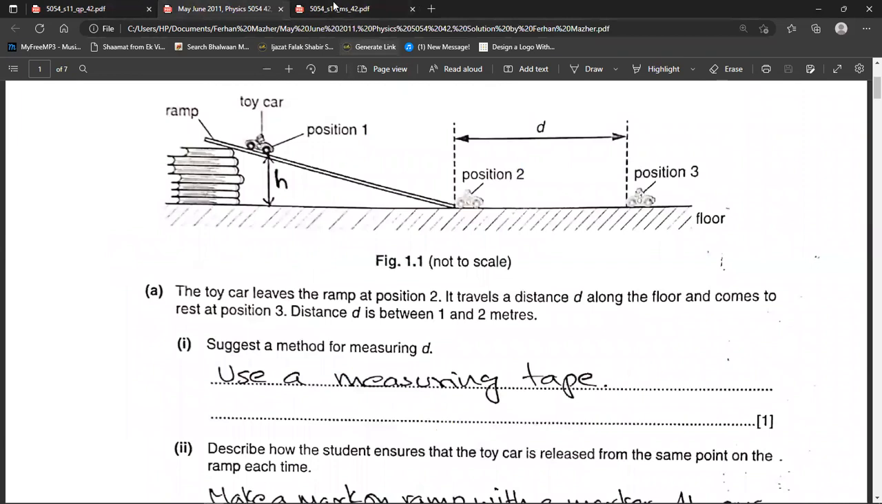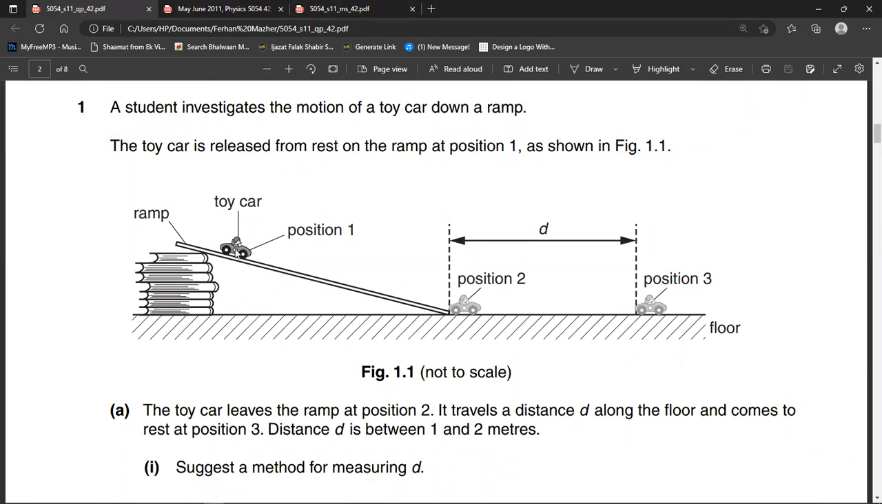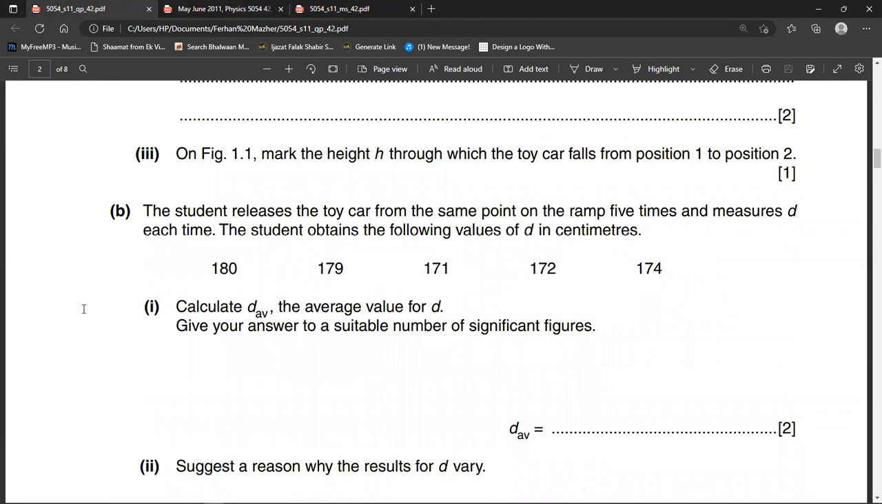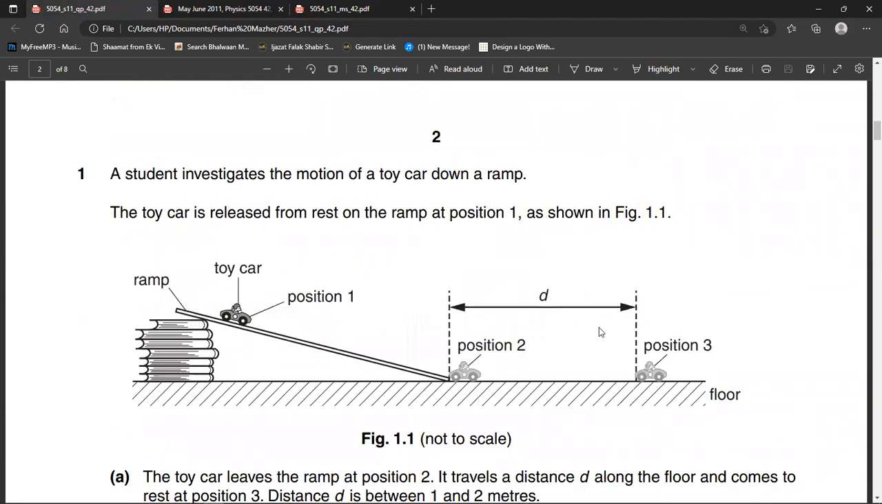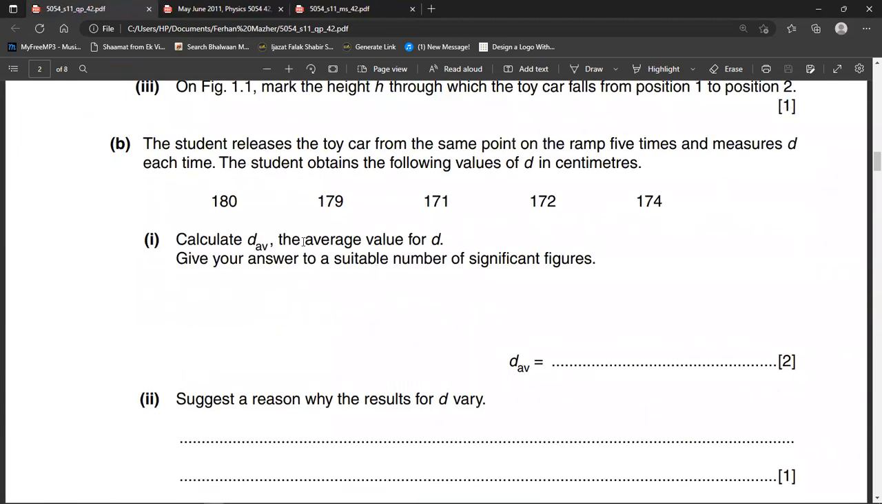Okay. So it should be here, okay? Make it here. Then the question is, the student releases the toy car from the same point on the ramp 5 times and measures D each time. D is this distance, okay? So he's measuring this distance. The student obtains the following values of D in centimeters.